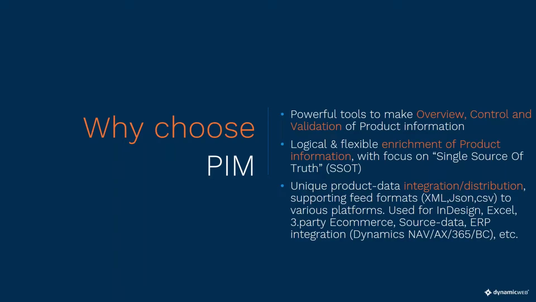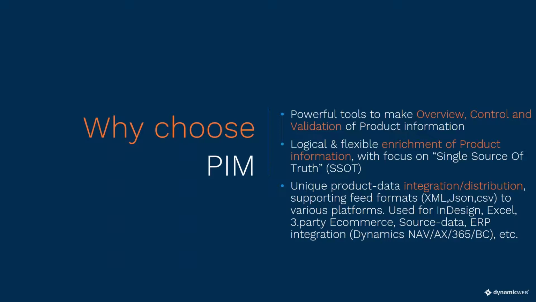Before I start presenting the new features in 9.7, I would like to have a short review on why choose PIM. In general, we can say that there are three main functionalities in a PIM solution. What you see on the screen here is that you have a powerful tool to get an overview, control, or validation of your product information when they are in the enrichment task.